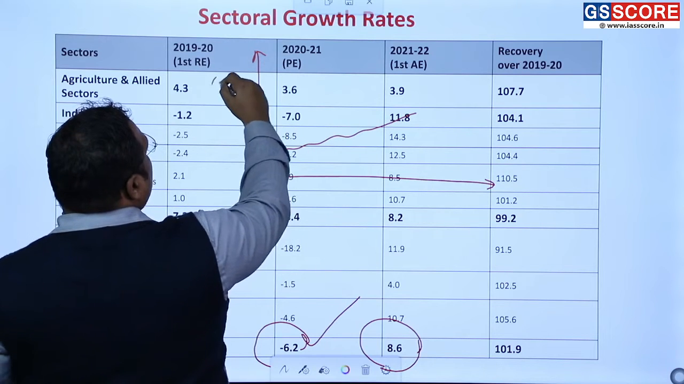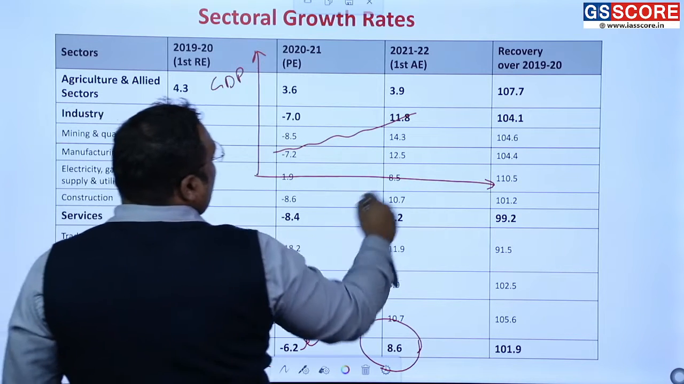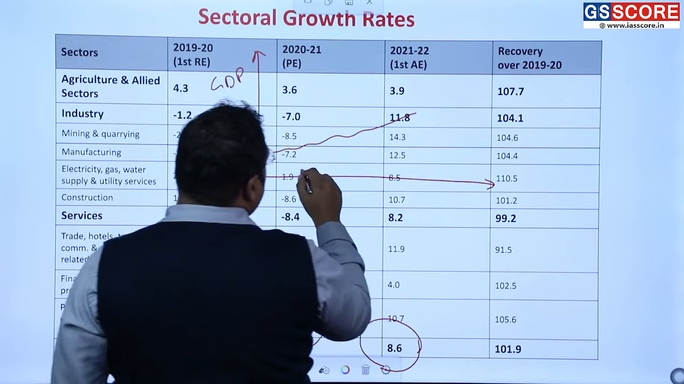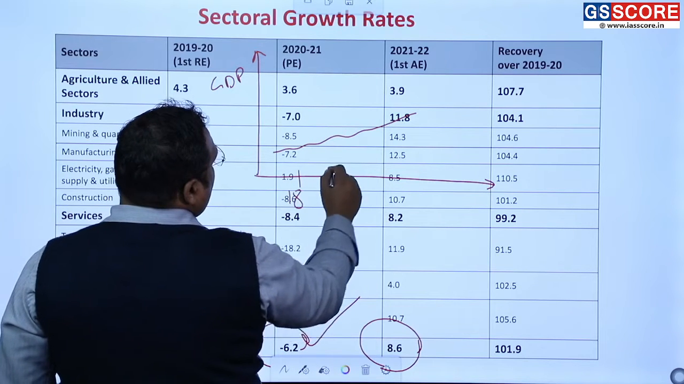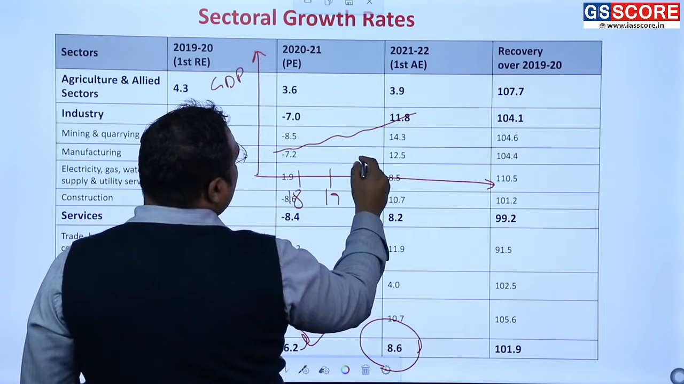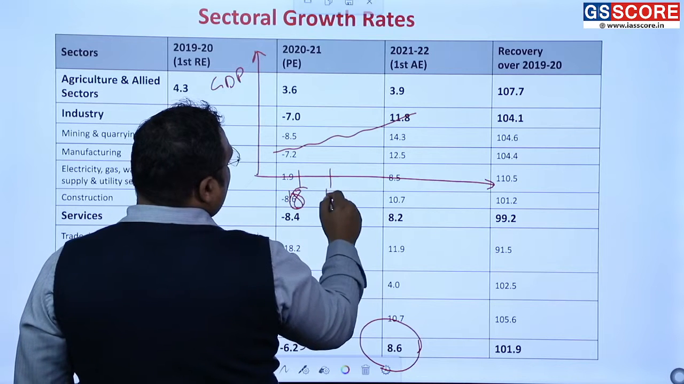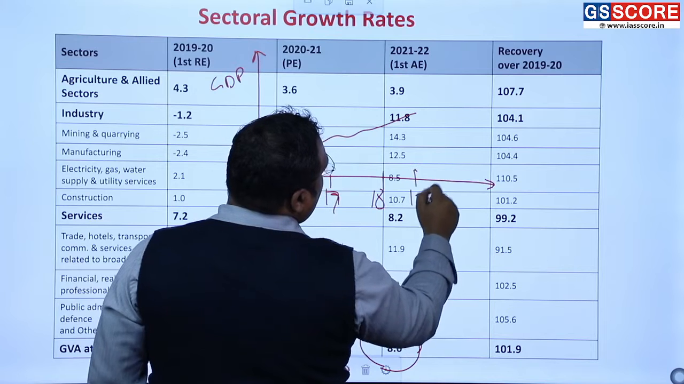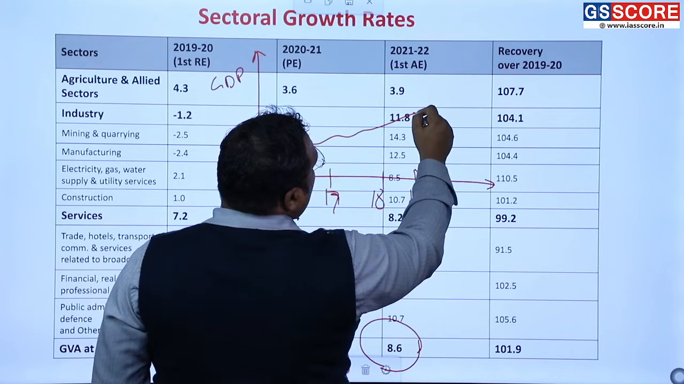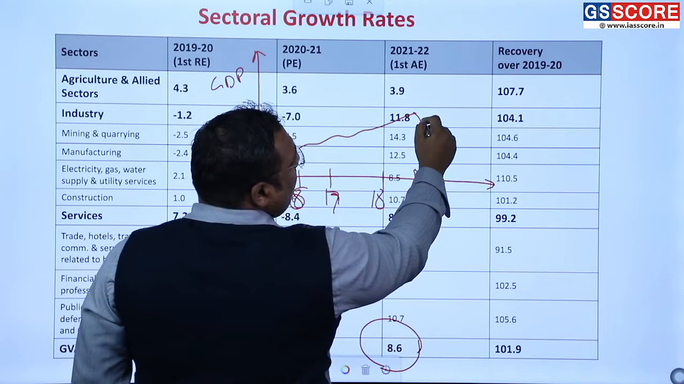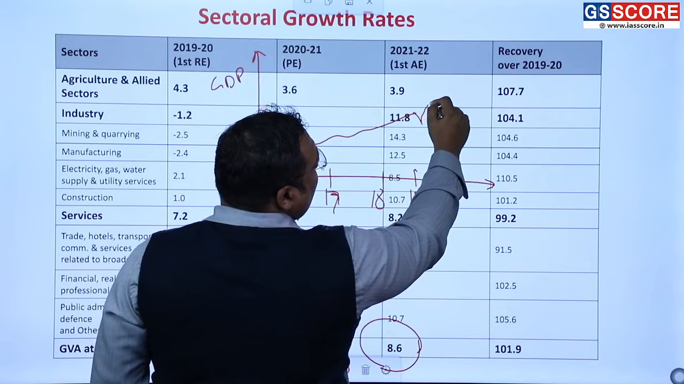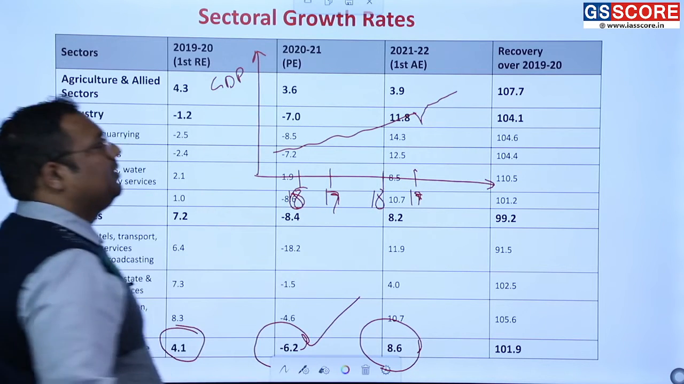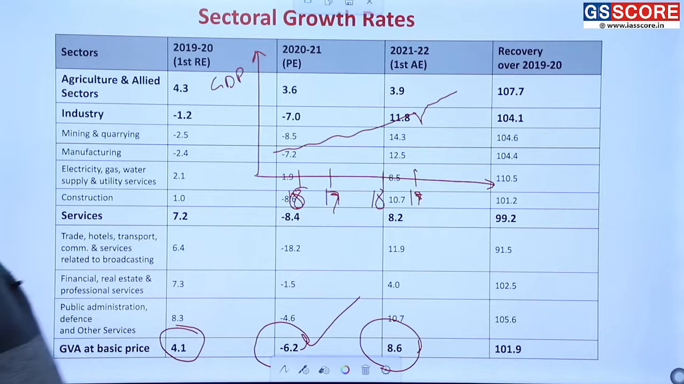Okay, this is our GDP. GDP with time is growing. Let us say this is time: this is 16, this is 17, this is 18, and here 19. In 2019, we see a fall, but in 2021, we see a V-shaped recovery. This is how our recovery is.